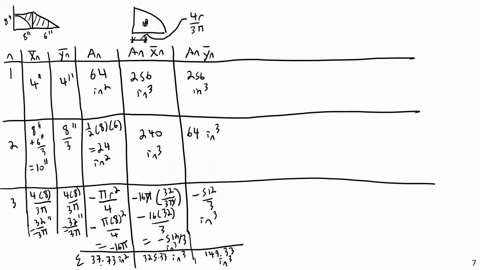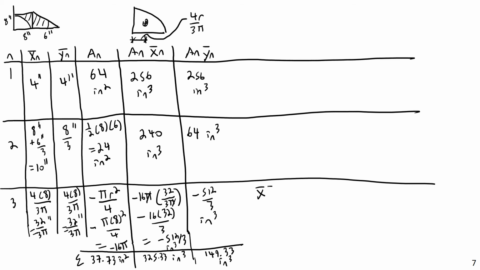So this number here is the total area of the shape. This number here represents how much area you have how far from the y-axis, and this number here represents how much area you have how far from the x-axis.